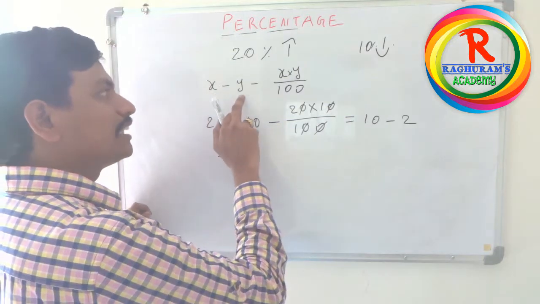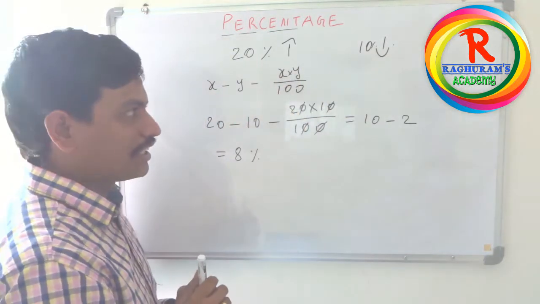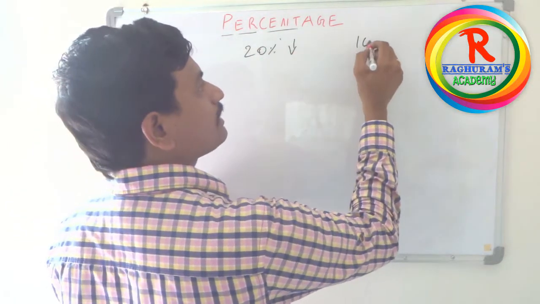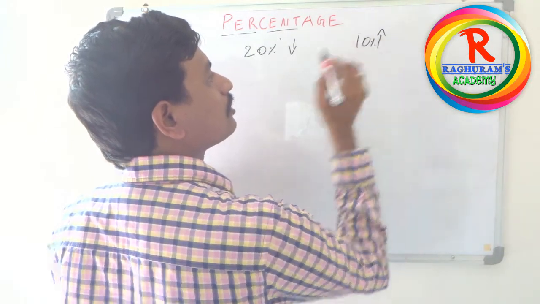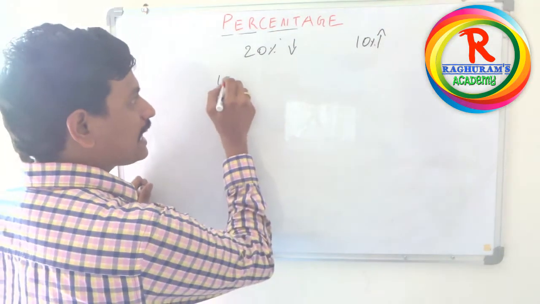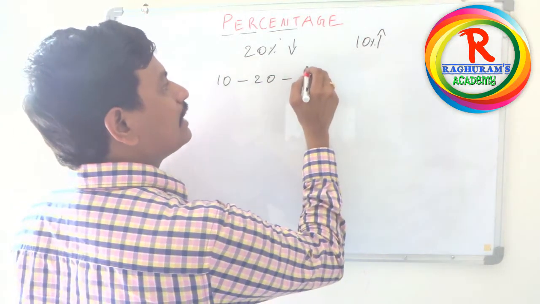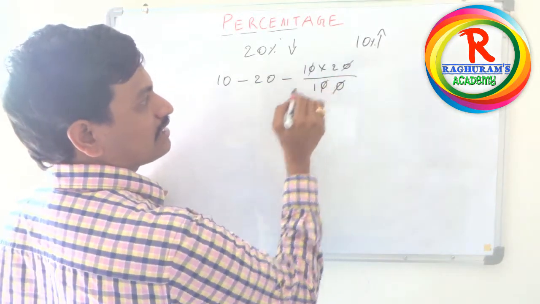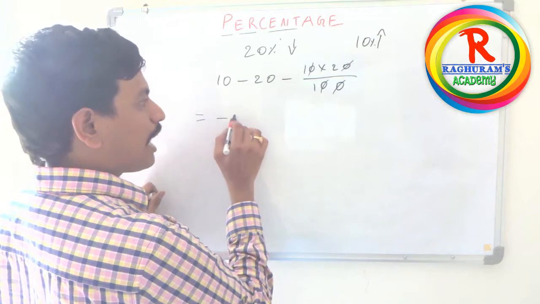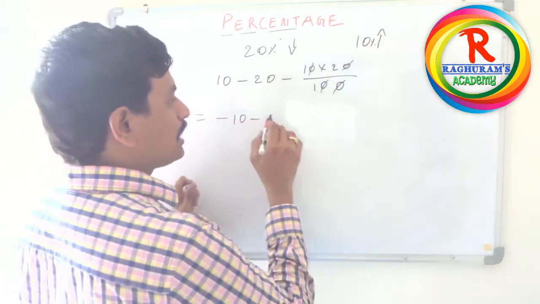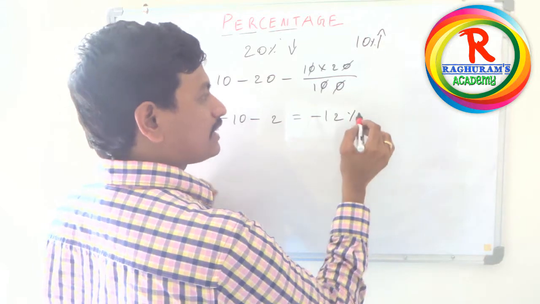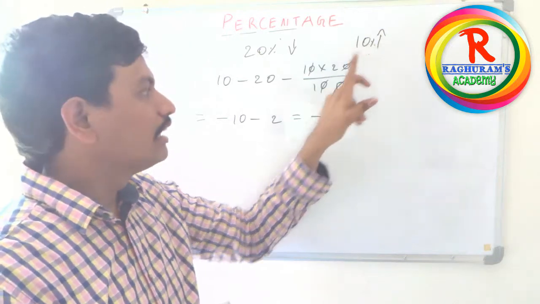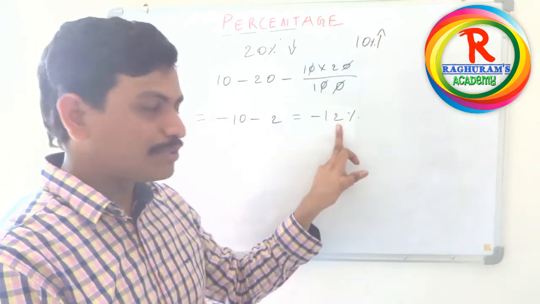First put increase minus decrease minus increase into decrease by 100. Suppose 20% decrease and 10% increase. So what do we take? First always we take increase minus decrease minus increase into decrease by 100. So the zeros cancel, and 10 minus 20 is minus 10, minus 1 into 2, that is 2. So minus 12%. If a number is first decreased by 20% and then increased by 10%, the change is a 12% decrease because we got negative.